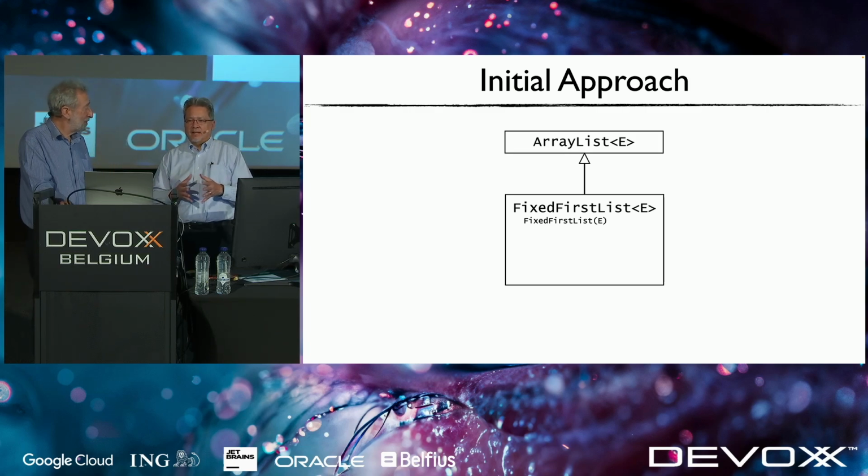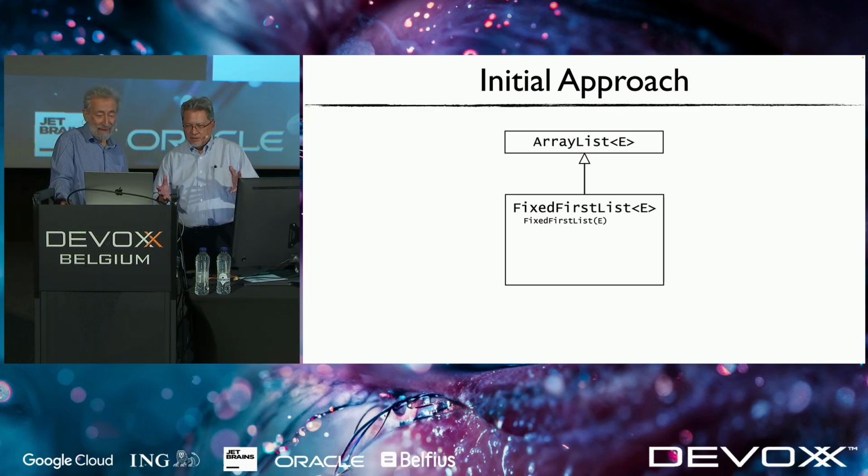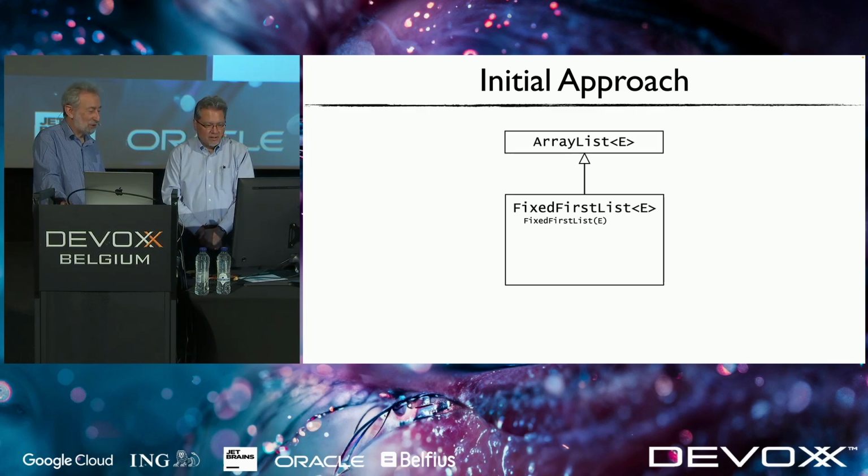So we have an array list, and just so it makes it a little easier, I've called the subclass FixedFirstList, and we've provided a constructor here. E is the element type, so we'll keep it being a generic collection. And we have a constructor that takes a single element E and initializes the list. And that's going to be our first element. So we have plenty of room here to override methods that we want to override.